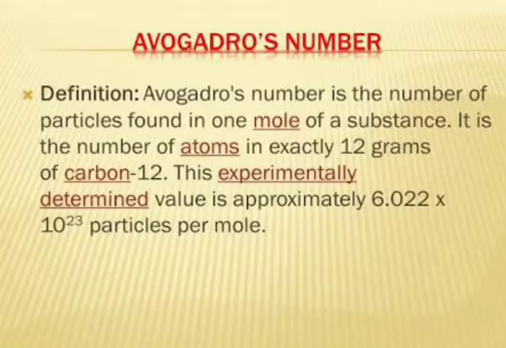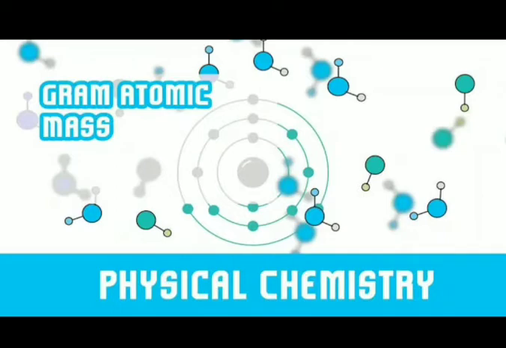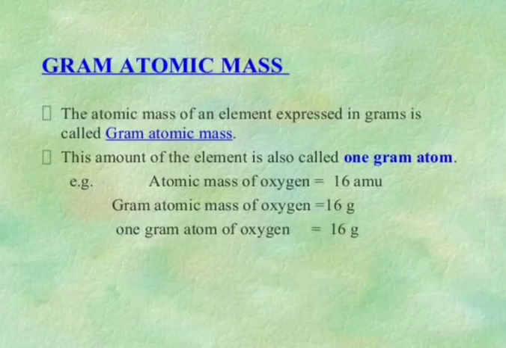So now we discuss what is gram atomic mass. Gram atomic mass is the relative atomic mass expressed in grams. As we know the relative atomic mass, that means the atomic mass of oxygen, is equal to how much? 16. So the gram atomic mass of oxygen, expressed in grams, equals 16 gram. So 16 gram is the gram atomic mass of oxygen.